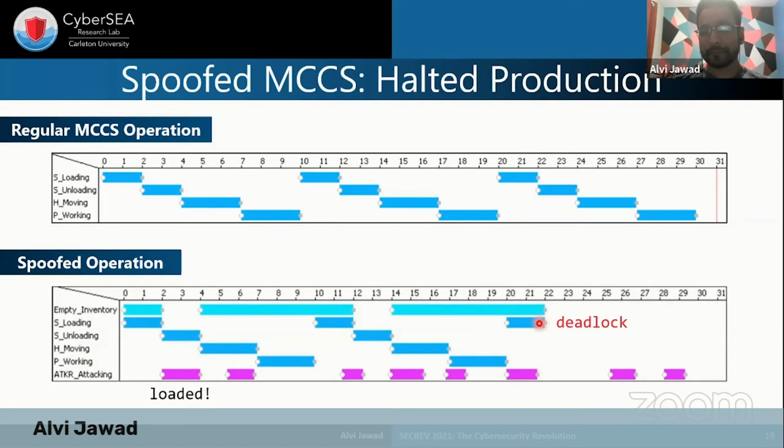meaning that after, in this case, the storage agent performs the loading, it has no idea what to do because the entire system at this point is messed up and has reached a deadlock. It doesn't know what to do. This is different from an infinite delay because this is even harsher in the sense that the system doesn't have any way of recovering from this point onwards.